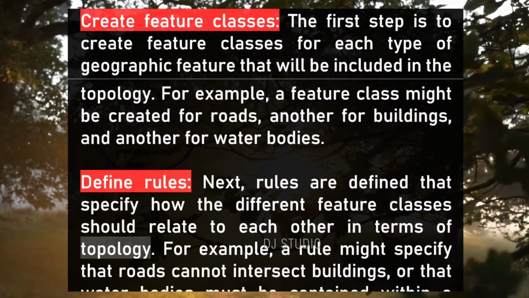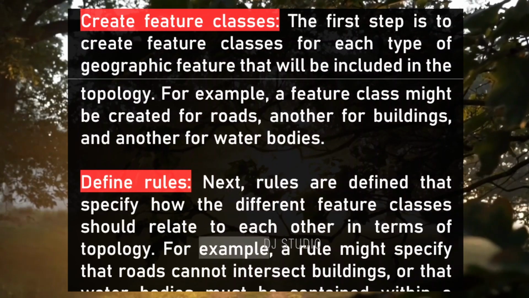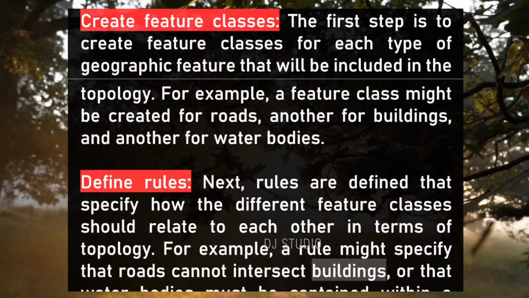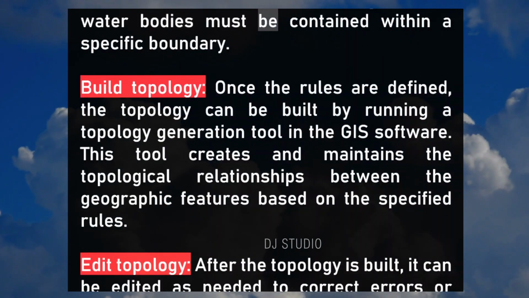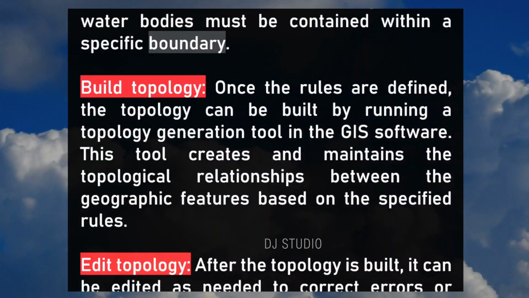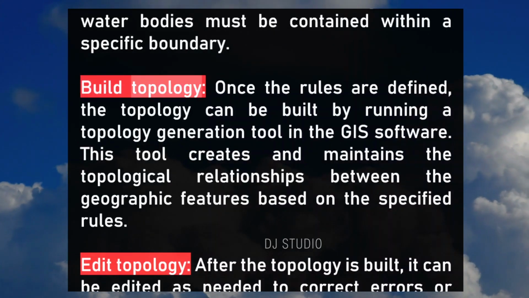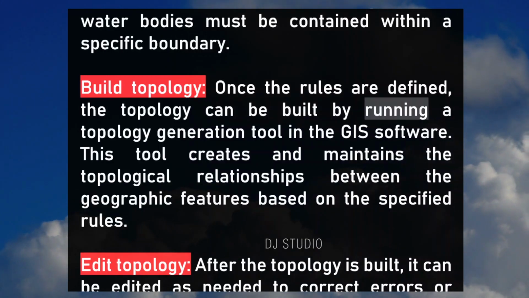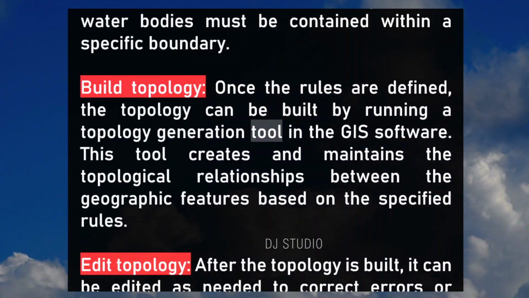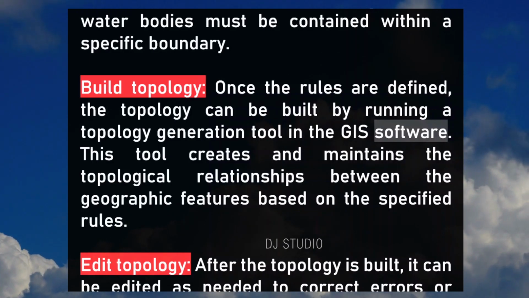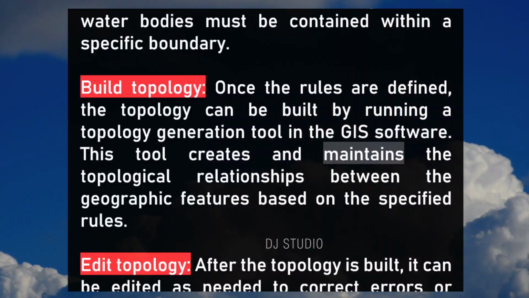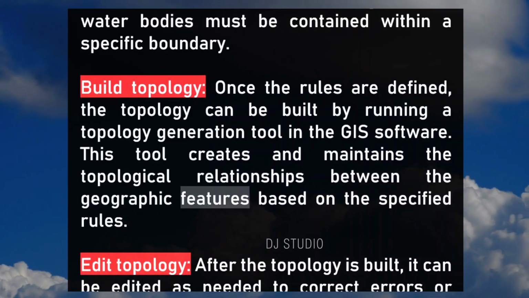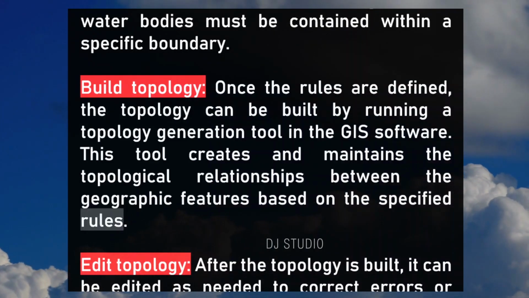in terms of topology. For example, a rule might specify that roads cannot intersect buildings, or that water bodies must be contained within a specific boundary. Build topology. Once the rules are defined, the topology can be built by running a topology generation tool in the GIS software. This tool creates and maintains the topological relationships between the geographic features based on the specified rules.